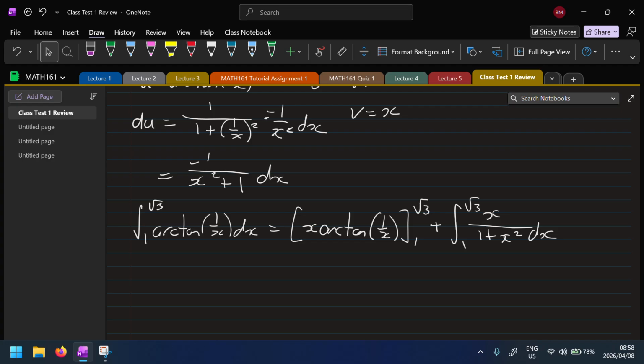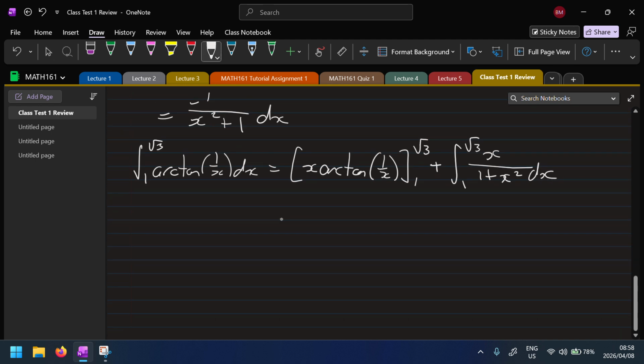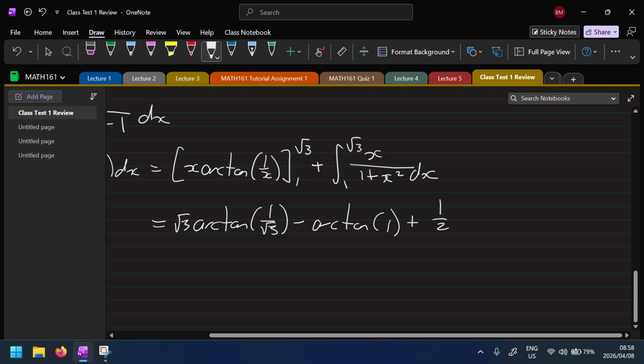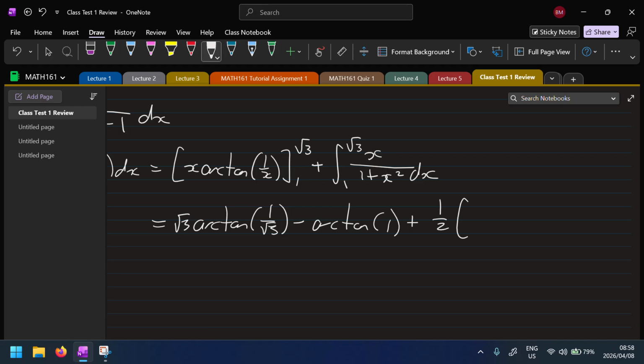The first one, you have your calculators right, you just substitute. So this is going to be root 3 arctan 1 over root 3 minus arctan of 1 plus 1 half. Again, this will just be a log because of the u at the bottom.